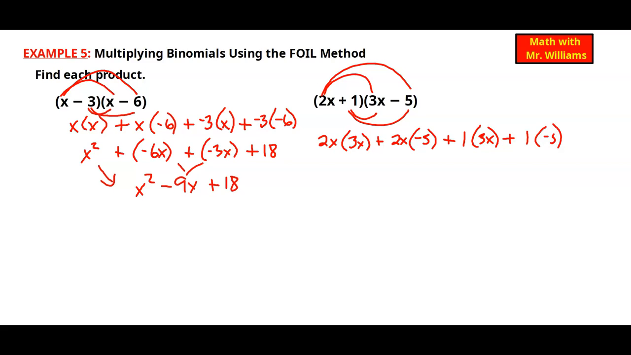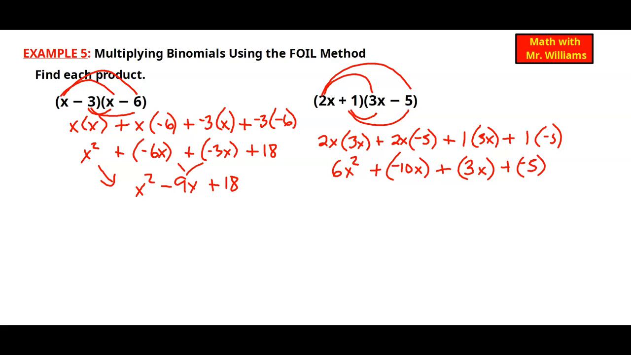All right, so 2 times 3 is 6. Then we bring x times x is just x squared plus we have 2 times a negative 5, which is a negative 10x, plus, now we have 1 times the 3, which is going to get us 3, and then just bring the x down, plus 1 times a negative 5 is a negative 5.